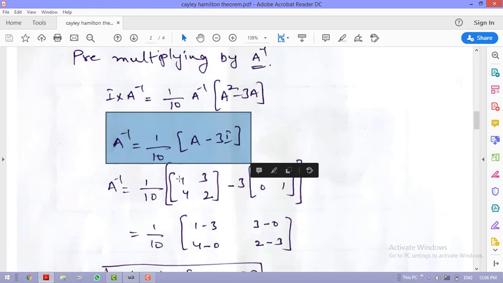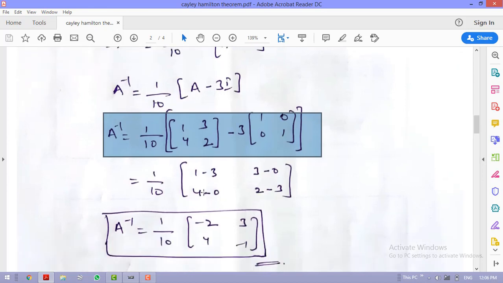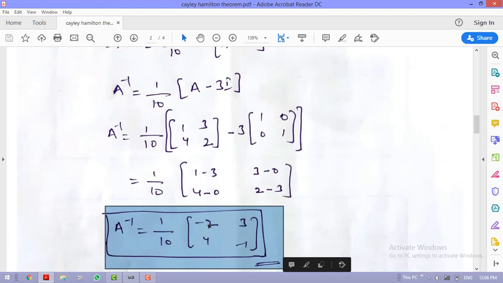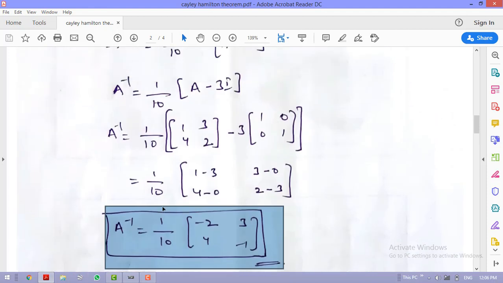After this you just need to substitute the values, which is nothing but A inverse equal to 1 by 10 into (1, 3, 4, 2 minus 3 into the identity matrix). Then I'm simplifying, like 1 minus 3 into 1, and 3 is a scalar multiple of the identity matrix. After simplifying I got the answer as A inverse equals 1 by 10 times the matrix of -2, 3, 4 and -1.